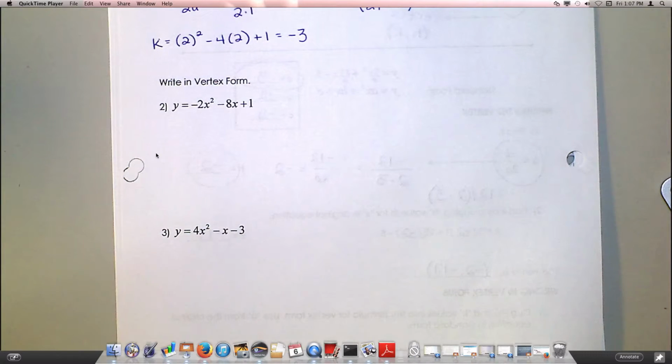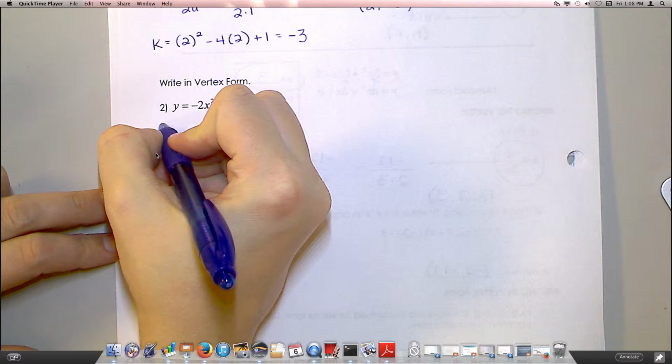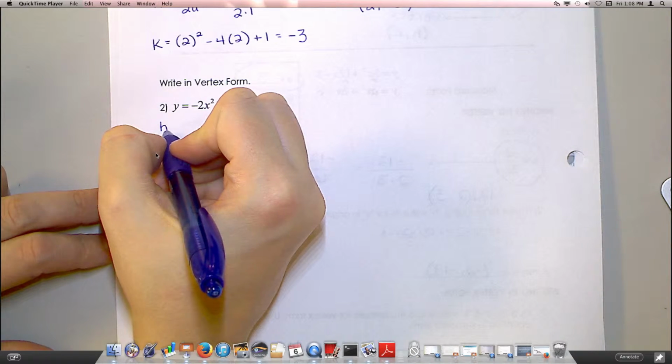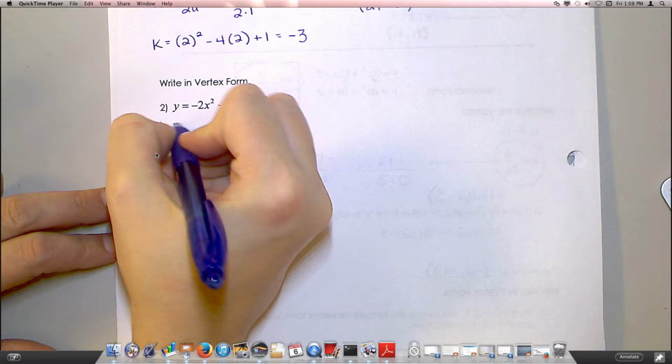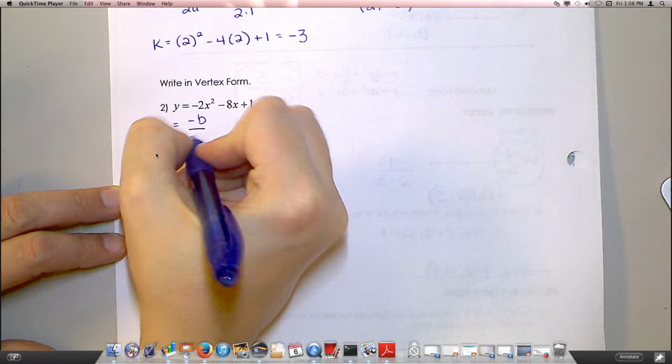Let's find H. To write in vertex form, I need H and K, and then I need to plug them into the equation. So for H, negative b over 2a.